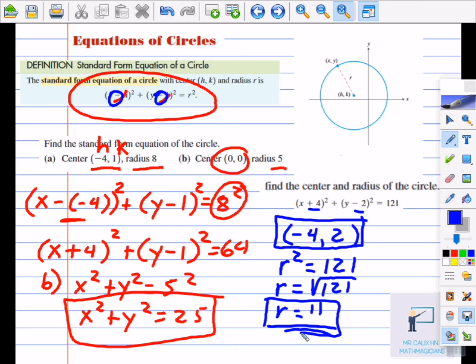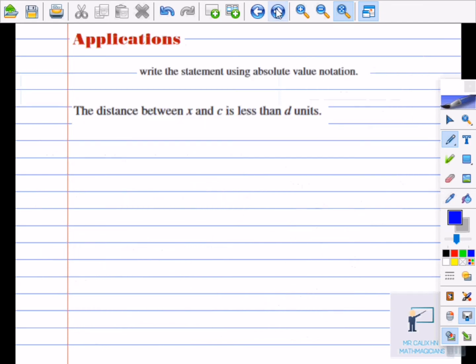Okay, with this we'll continue with the next type of exercise. That is for application. It says write the statement using absolute value notation. Okay, just using absolute value notation. The distance between x and c is less than the unit. So it's as easy as this. The distance between x and c is less than the units.